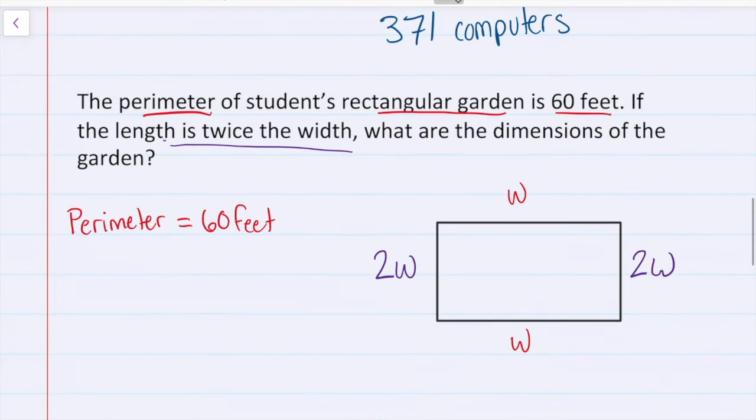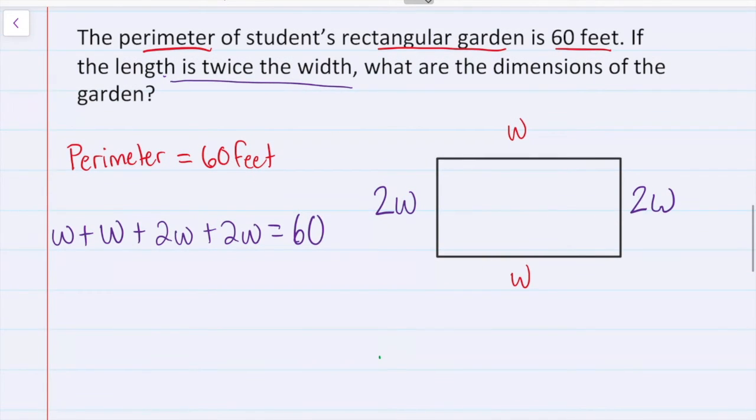And now you want to find out what the dimensions are. So didn't we agree that perimeter is adding all the sides? So if you do W plus 2W plus W plus 2W, when you add them all up, you're supposed to get 60 as an answer. Since we have the same variables, now you know what to do. W plus W is 2W, plus 2W plus 2W. That just gives me 6W equals 60.